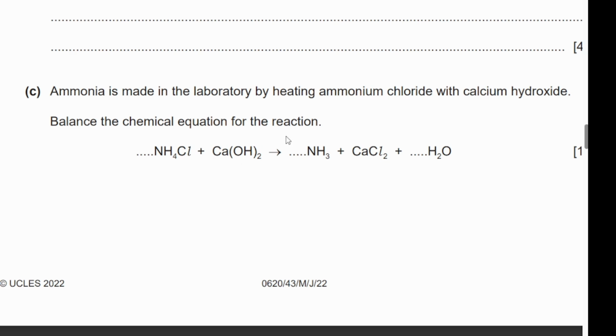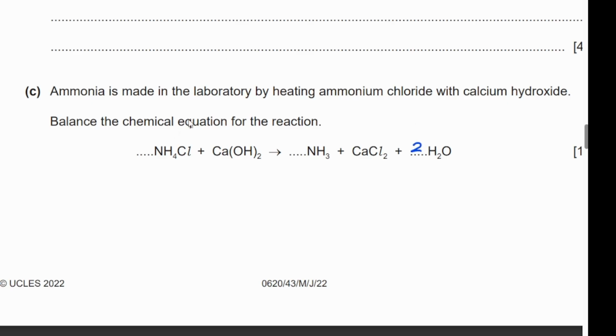4 marks. Okay. Ammonia is made in the laboratory by heating ammonium chloride with calcium hydroxide. Balance the chemical equation for the reaction. Okay, so whenever you're balancing equations, you want to make the left side equal to the right side, right? So first step we can do is, since they already standardized that you only need 1 calcium hydroxide, we can say that the left side will have 2 oxygen, so the right side needs to have 2 oxygen also. Therefore, there has to be 2 water molecules.